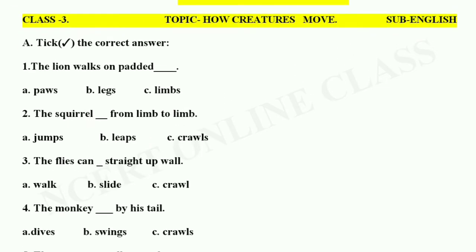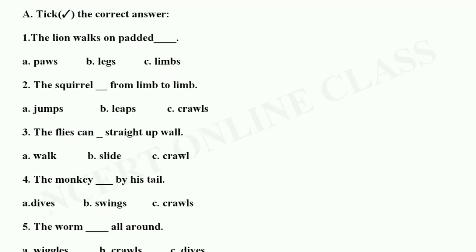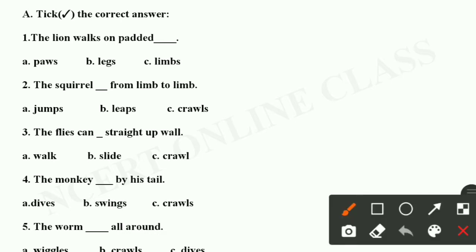Okay. Then number 3, the flies can dash straight up walls. We know that flies can crawl. Flies cannot walk, cannot slide. It is crawl straight up walls. So you need to take option C. The flies can crawl straight up walls.